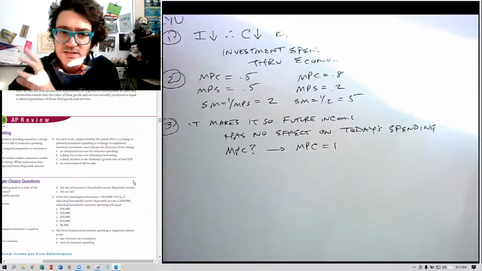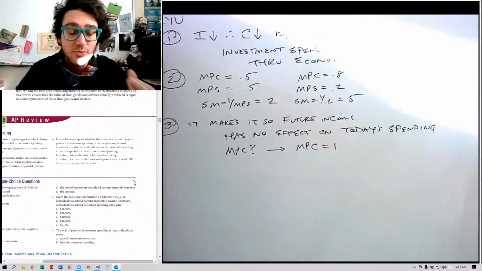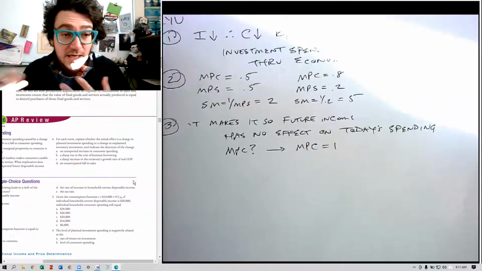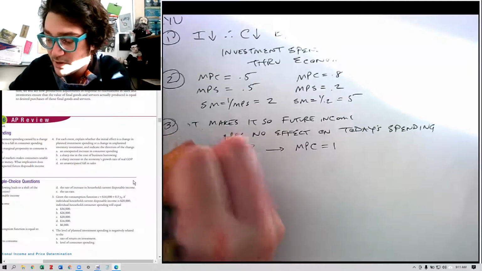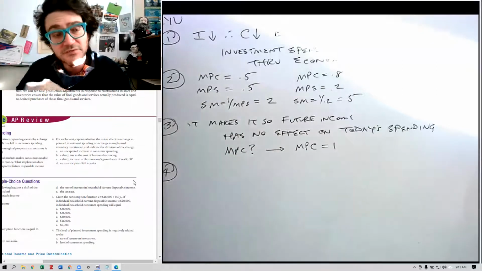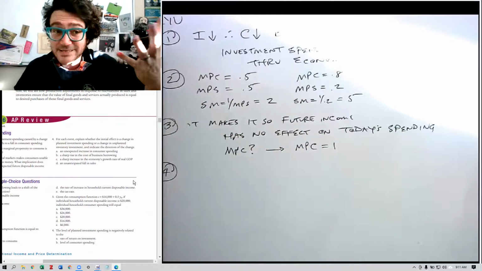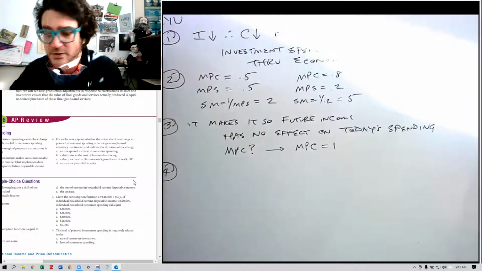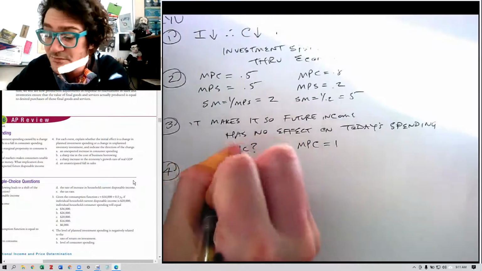Remember, this is one where I said it's not really that important for the exam, but I will go through these answers with you. So for the first one, an unexpected increase in consumer spending. That's not going to affect the business's planned spending on machines. It would affect their unplanned inventories.